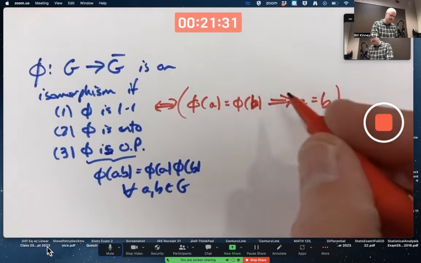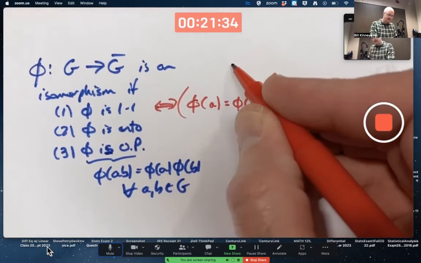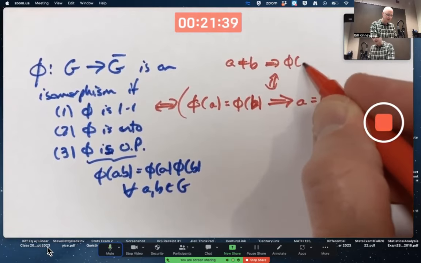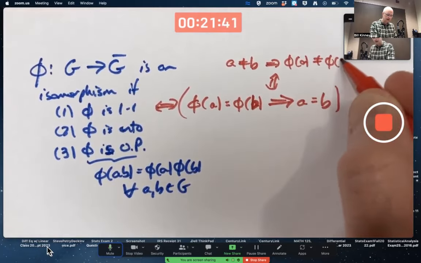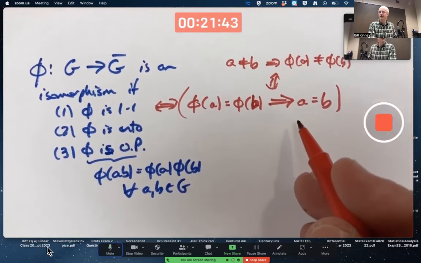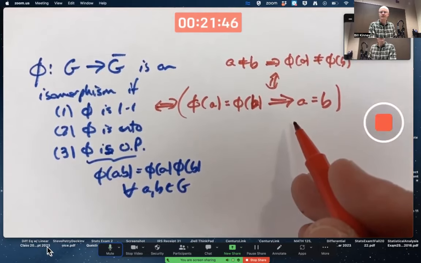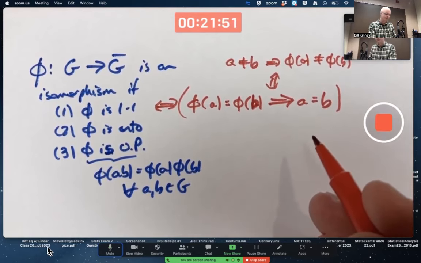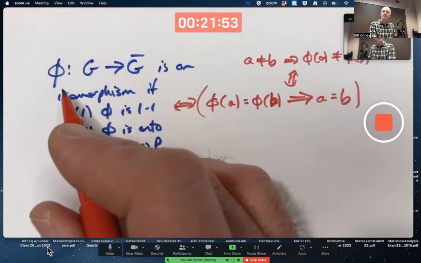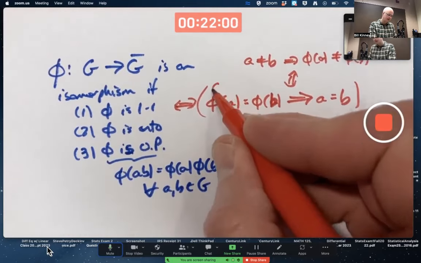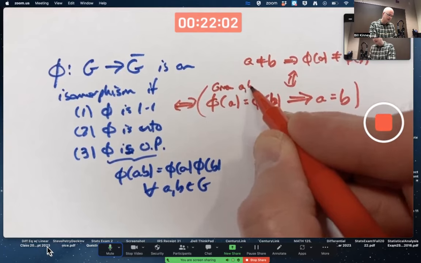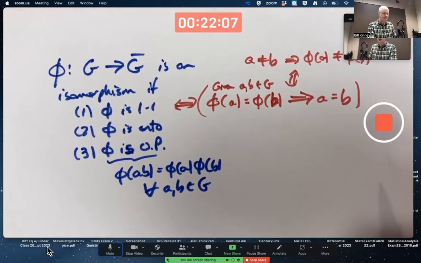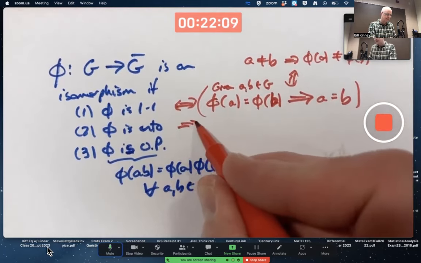Alternatively, another way to think of this is if the inputs are different, then the outputs must be different. That's really the contrapositive of that implication. That's what 1-to-1 means in any context for a function from a domain to a codomain. Given A and B in the domain where this is true, it follows that A and B must be the same.